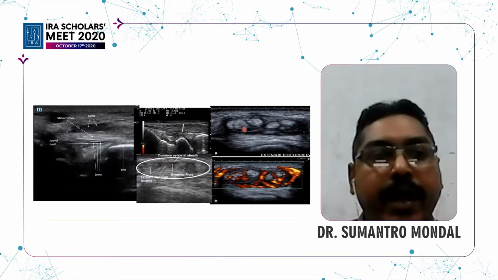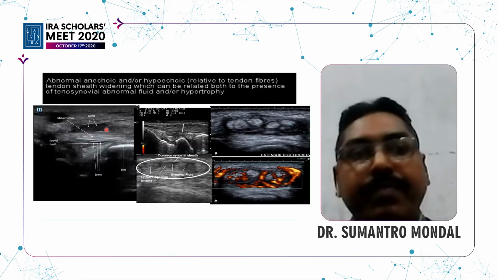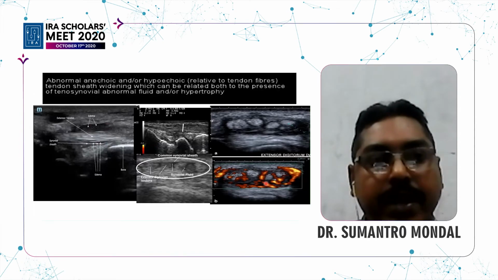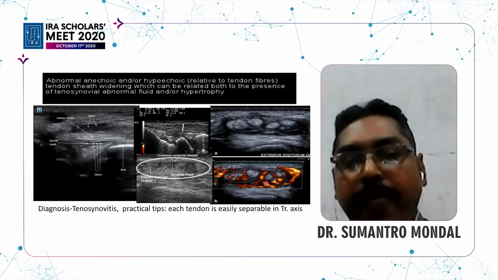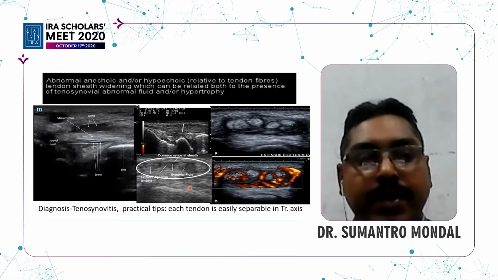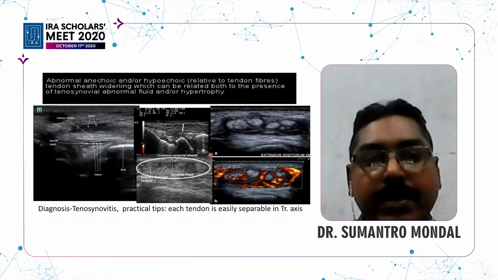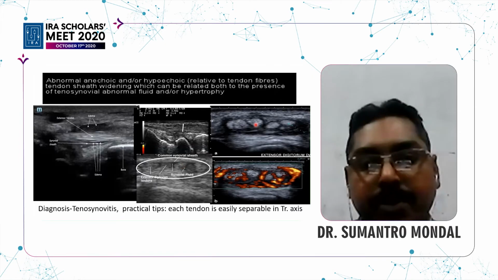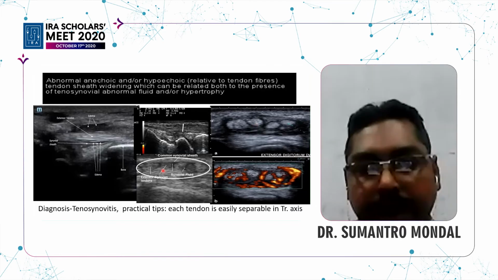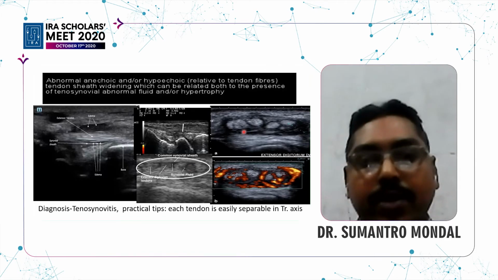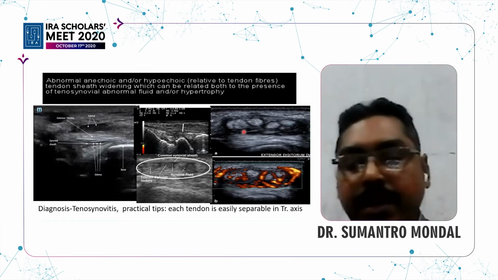So it is an abnormal anechoic or hypoechoic thickening of the tendon sheath, which represents fluid in the tendon sheath and hypertrophy and hypervascularity. It is actually a tenosynovitis. And one can see that in the presence of tenosynovitis, the fourth compartment or the extensor digitorum tendons can be easily separated from each other, which is not seen in a normal person. So this is a practical tip: if you can see them separately very easily, think of the presence of tenosynovitis.